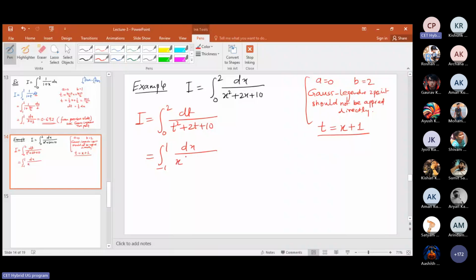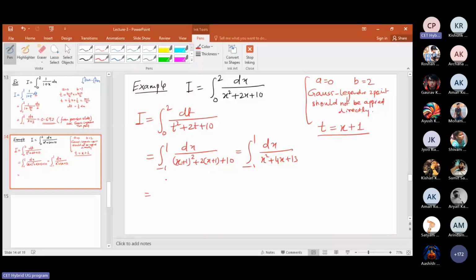x plus 1 whole square plus twice of x plus 1 plus 10, which eventually will give you -1 to 1 dx upon x square plus 4x plus 13. I think that is the correct value. So x square plus 4x plus 13. Yes, that's the correct value. अब ये देखो क्या बन गया?